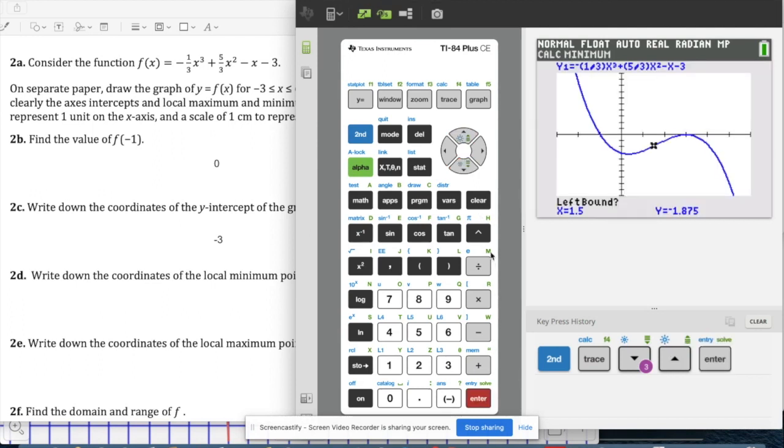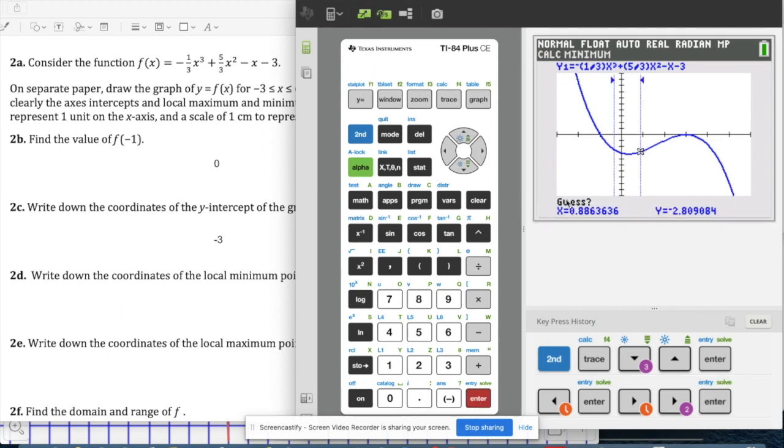And then I want the left bound to the left of that minimum. So I'm scrolling to the left. I'm going to hit enter. Then I'm going to scroll to the right of the minimum for the right bound. Enter. And then if I hit enter again, it will find the minimum in between those 2 points. Okay, now this minimum is x equals 1/3, because again, the calculator is rounding.